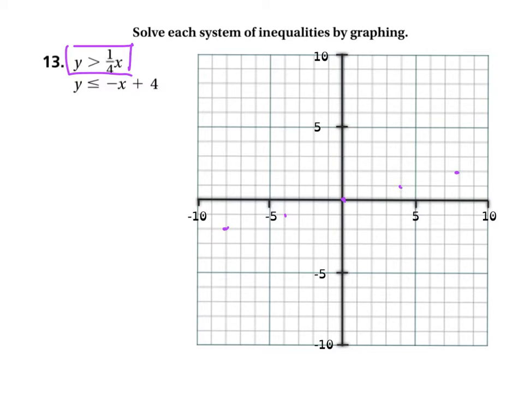And I need to determine, because I want to put the line there now, do we need a solid line or a dashed line? Does it say or equals? No, it's only y is greater than. It doesn't say or equals. So I can't have a solid line. I need to make a dashed line going through those points.